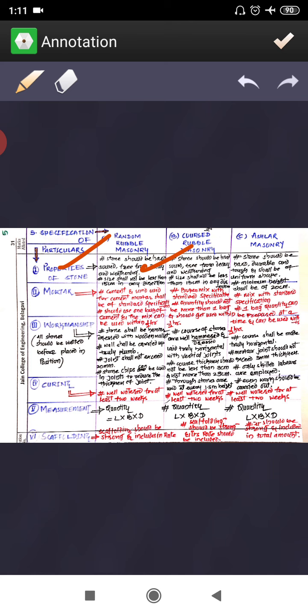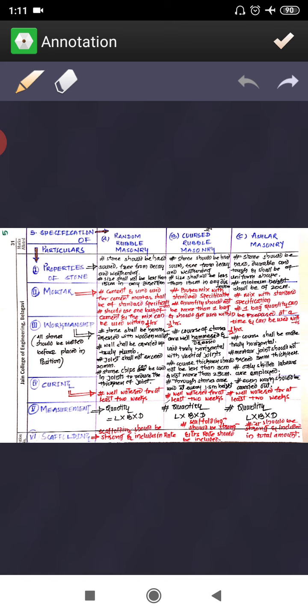Now the second sequence will be mortar. Which type of mortar you will be using? See, cement and sand used for the cement mortar shall be of standard size, standard specification. Whatever ratio will be there, that ratio you have to follow. And you should use one bag of cement at a time, and whatever mix you are going to prepare, you have to use it within half an hour, and this remains same for all three, right? There will not be any change.